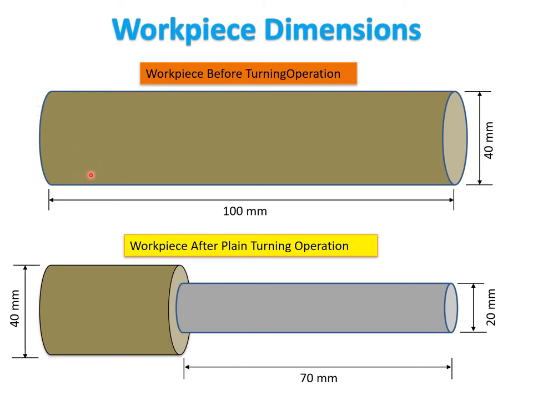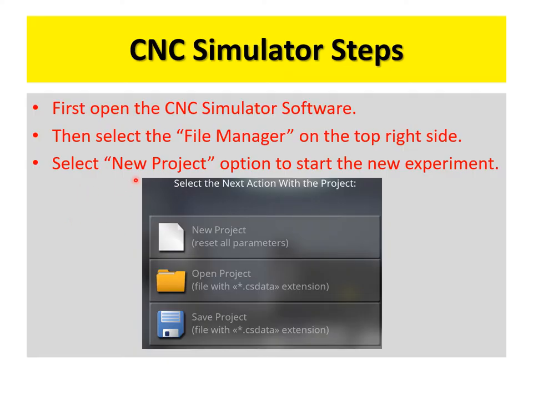This is the experiment which we will perform today on CNC simulator software with the help of G and M codes, which we have discussed earlier in the last lecture too. Now, starting with the CNC simulator. First, you will open the CNC simulator software. Then you will click on the icon file manager at the top right side. Then this window will appear.